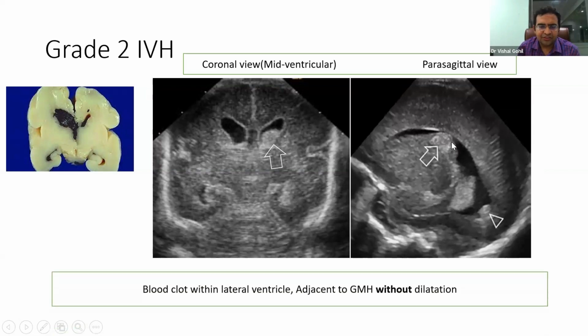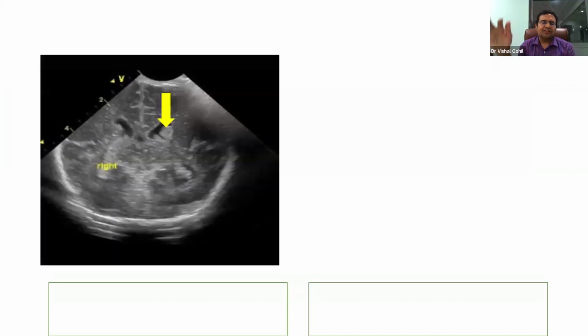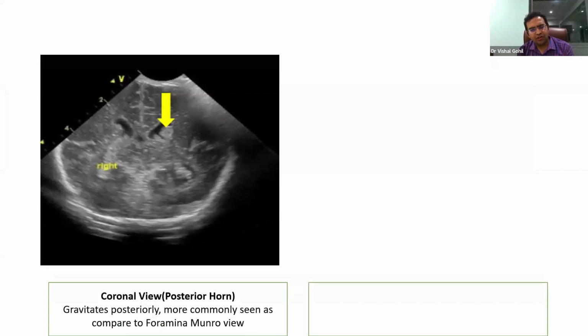So this is your grade 2 IVH, blood clot within the lateral ventricle adjacent to the germinal matrix without any dilatation. Still, there would be a few confusions in the grade 2. We'll discuss further. When there is a bleed in the lateral ventricle, we know that blood is heavier than the CSF. So most of the time, because of the gravitational force, it goes into the posterior horn of the lateral ventricle. You can see this is your coronal posterior horn view. Here there is a choroid plexus, and you can see this echogenic foci over here. That would be part of the grade 2 IVH.